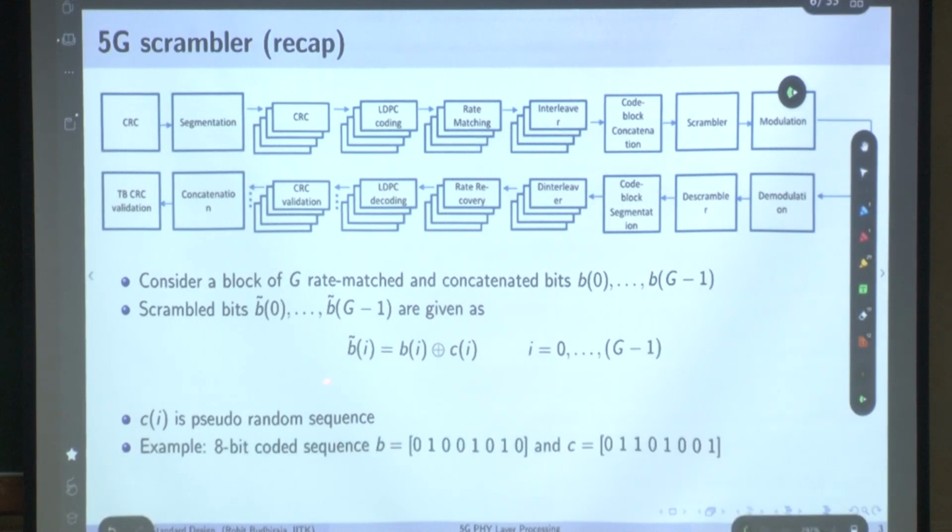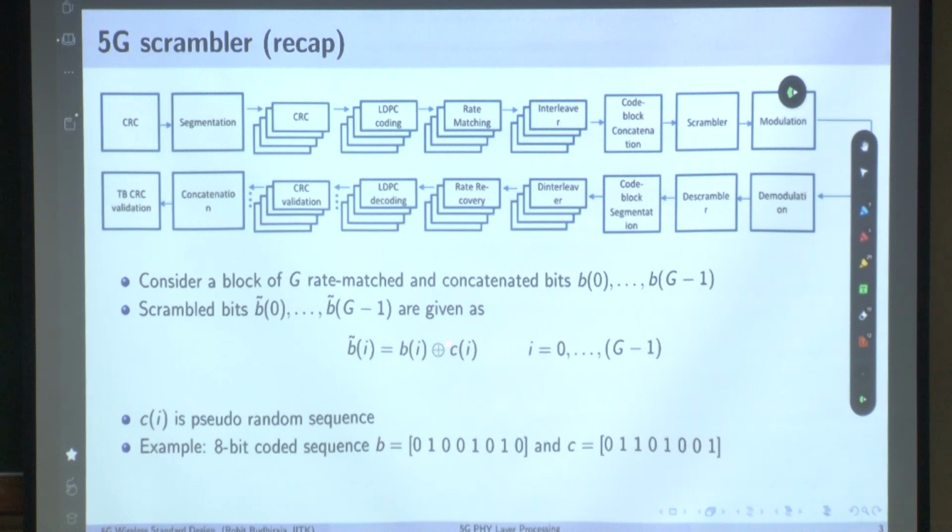Okay, so if you take in some b of i, it's only the XORing operation which is happening over here. You take in this bit stream b of i and then XOR it with some sequence c of i, which you have to generate. The standard tells you exactly how to generate it, and we learn that also.